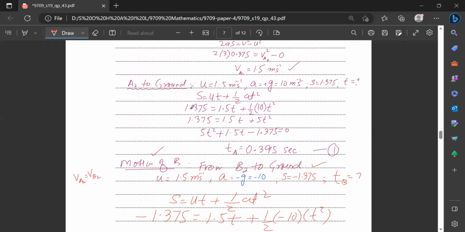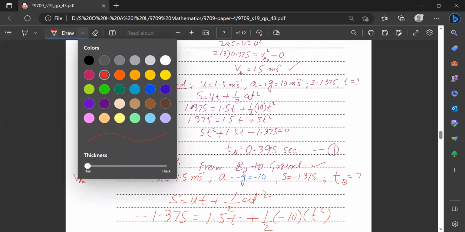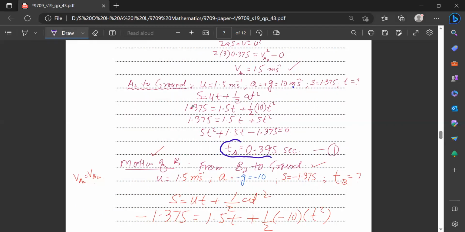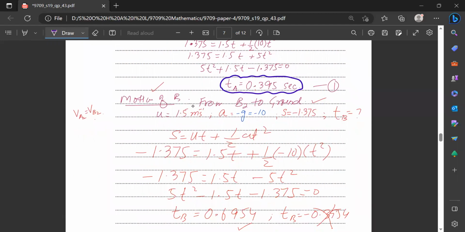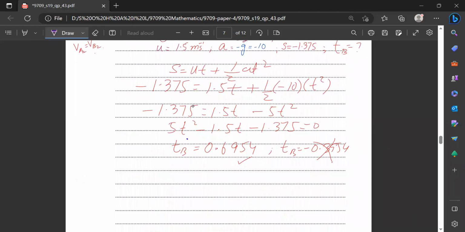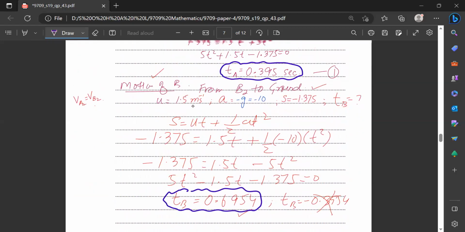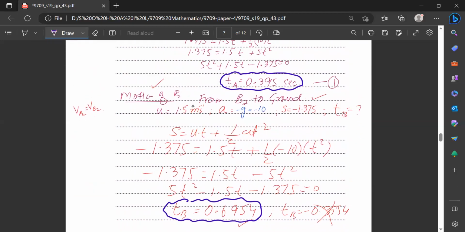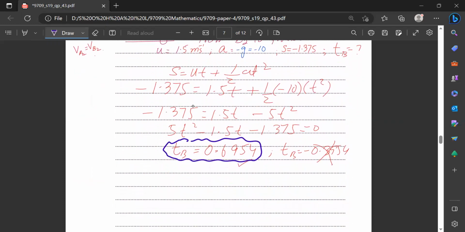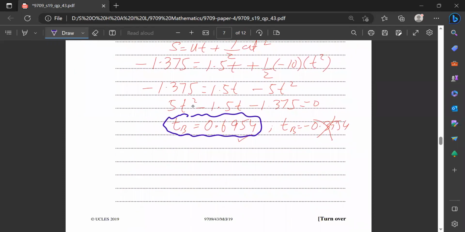The time taken by the particle A to reach the ground is here, and the time taken by B to reach the ground after the string breaks is here. The question was to find the difference in the times that it takes the particles to hit the ground. So 0.395 and 0.6954 are two different times. The time taken by B is obviously greater because it is first moving up and then coming to the ground.